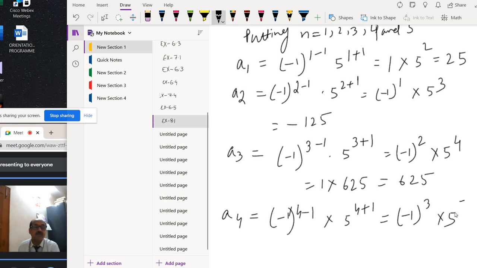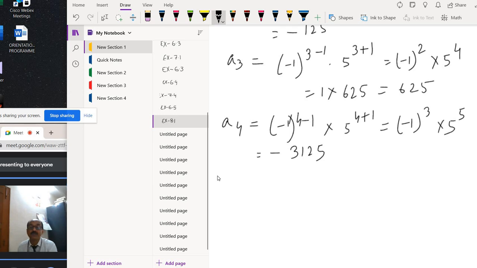So minus 1 whole cube means the minus sign stays, and it will be minus into 3125. 625 into 5 is 3125. So A4 is minus 3125.